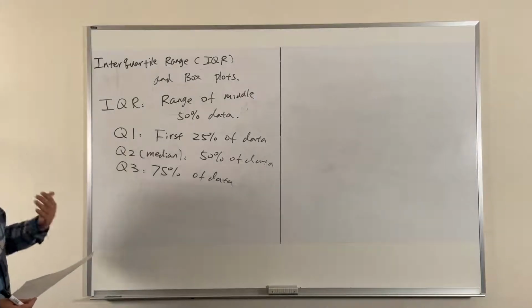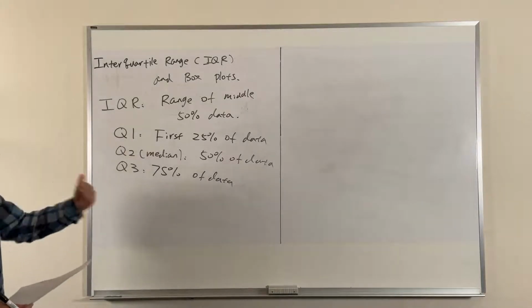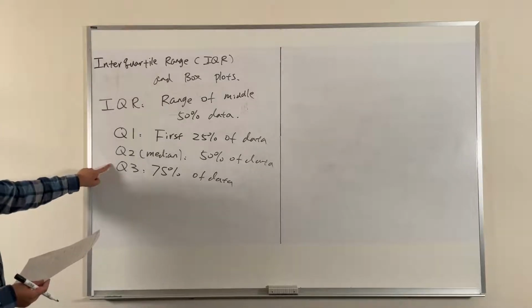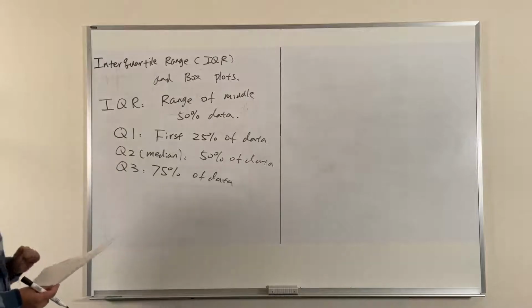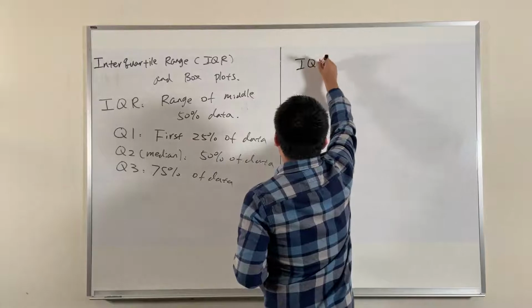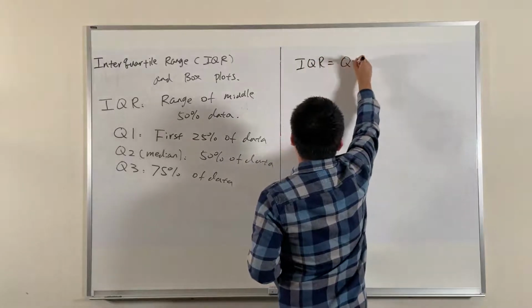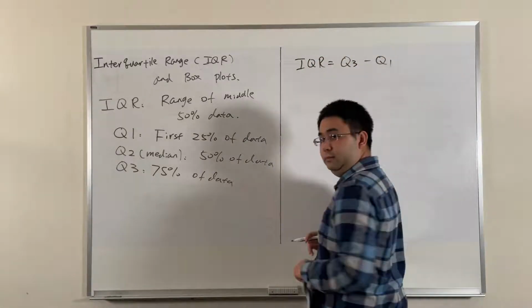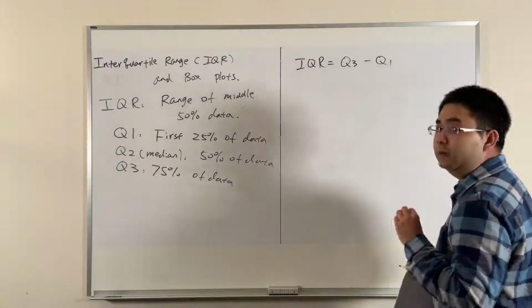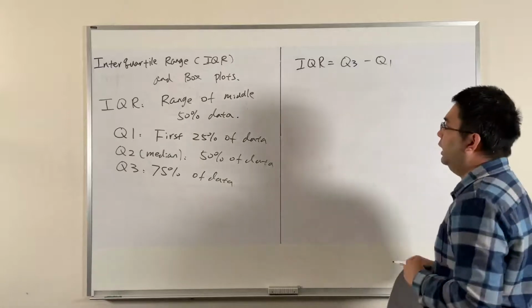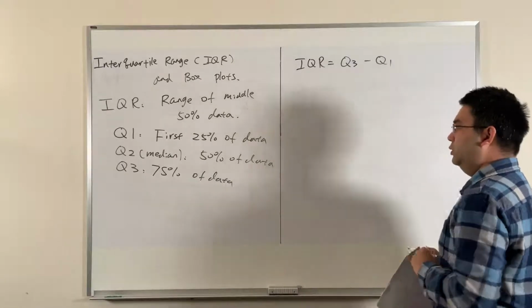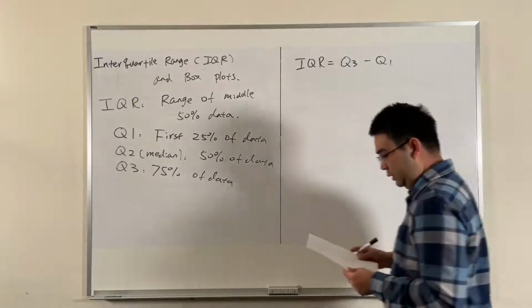So if we have Q1, Q2, and Q3, then we can easily find IQR, because IQR is the middle 50% of data. It's the range of the middle 50% of data, which means that it's just Q3 minus Q1, right? So if you want to find your IQR, it just equals Q3 minus Q1. Okay, so that's how you'll find the range of the middle 50% of your data. Let's go ahead and do an example to demonstrate how you're going to find your IQR here.